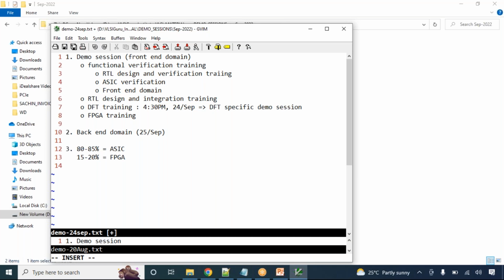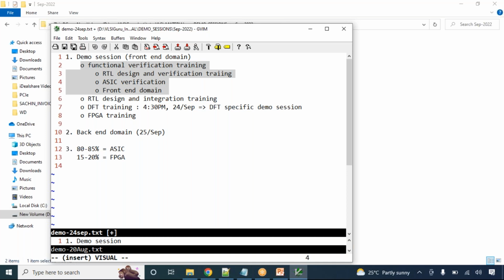We divide the demo session into two parts. One is to give you a basic overview: what is the institute, what are the placements, and other aspects of the institute. Second will be the domain specific training. So in today's session, from 9:30 to 12:30, it will be mostly focused on this aspect.